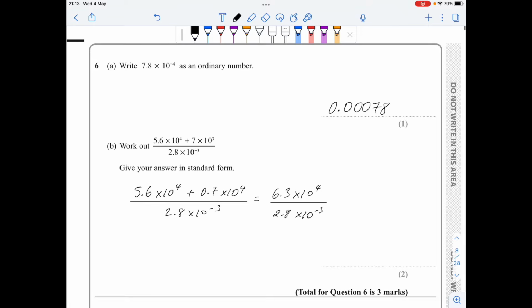Now, if you divide 6.3 by 2.8, you get 2.25 times 10, and then you will need to subtract the powers. 4 minus minus 3 is 7, and this is my final answer.